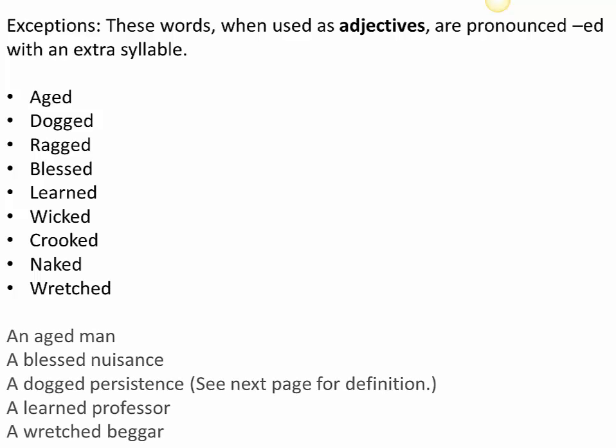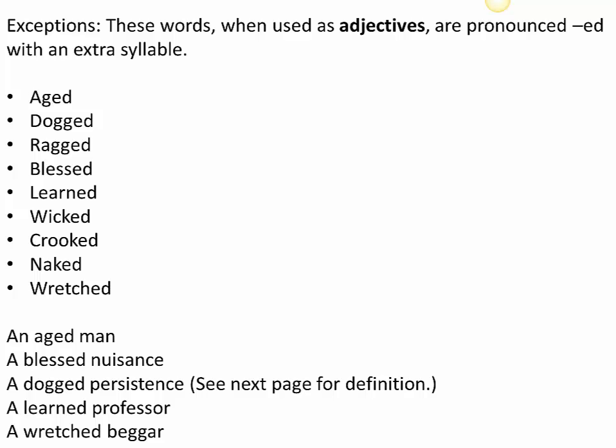Here's an example. An aged man. That means he's old. He's an aged man. Two syllables. A blessed nuisance. A nuisance is something that is annoying. A blessed nuisance. So, for example, sometimes children can be blessed nuisances. They're blessings, but sometimes they make us tired.